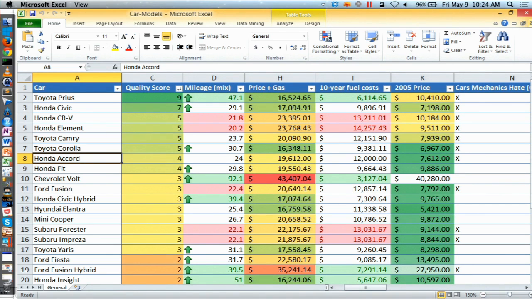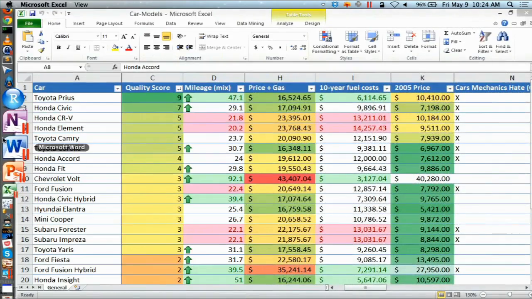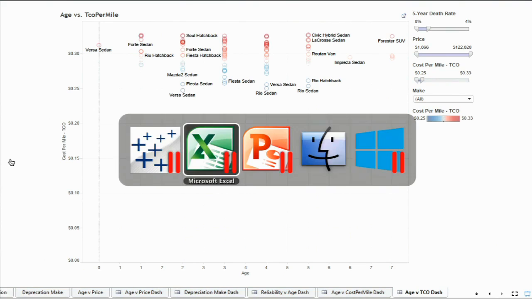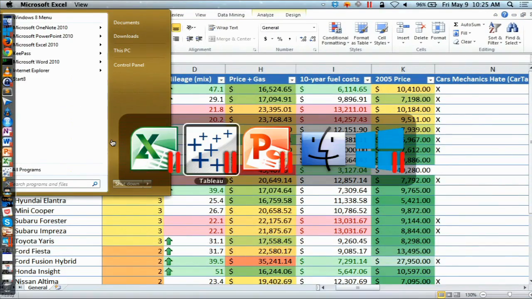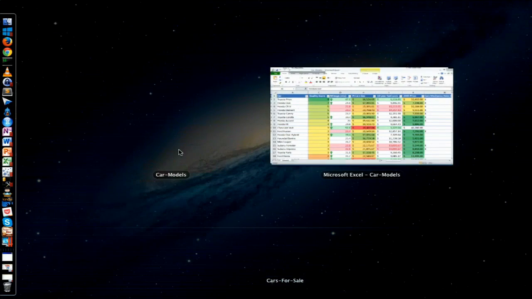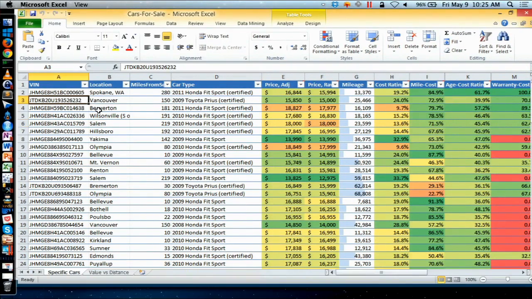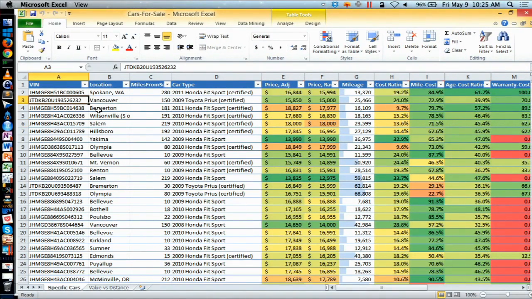Okay, so now that we had car models, let's look at specific cars that are on sale. Well, here we go. So this was the second half of my analysis, back when I was looking for a car. I collected the information about every single car for 2 different car models that were on sale within 300 miles of where I was living in Seattle.